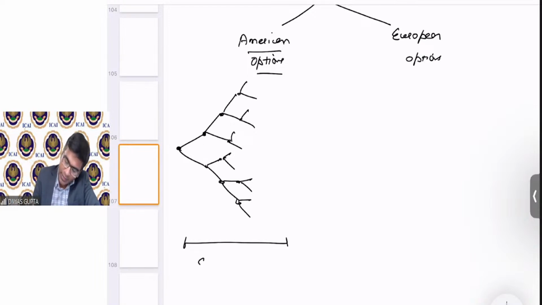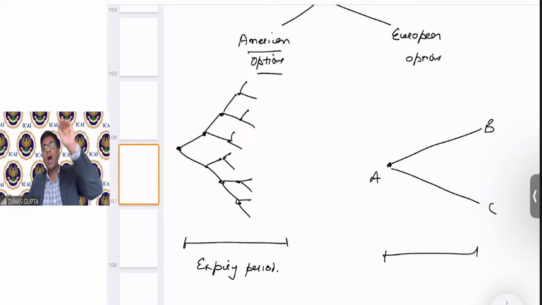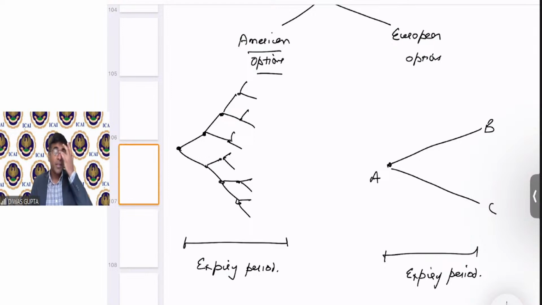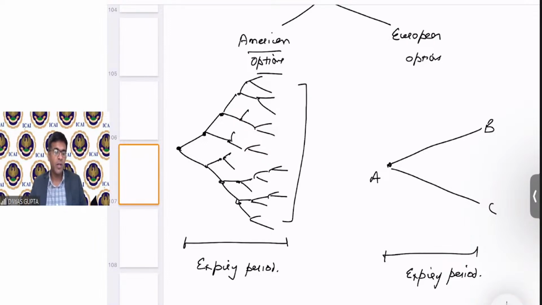However, for European options, and let's say this is the expiry period, there will be only two possibilities for the entire period. Correct, because European options are relevant only after the expiry of the period is done. Correct, students? I hope this is clear. So this will continue, let's say, till the expiry period. So till this period, the different nodes and different values will continue, students.